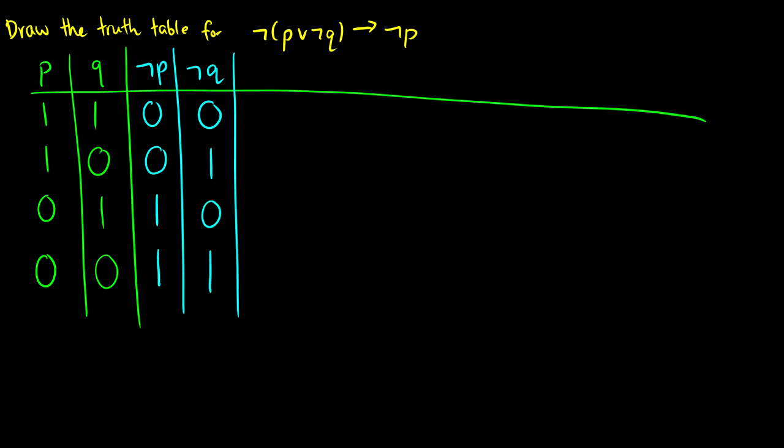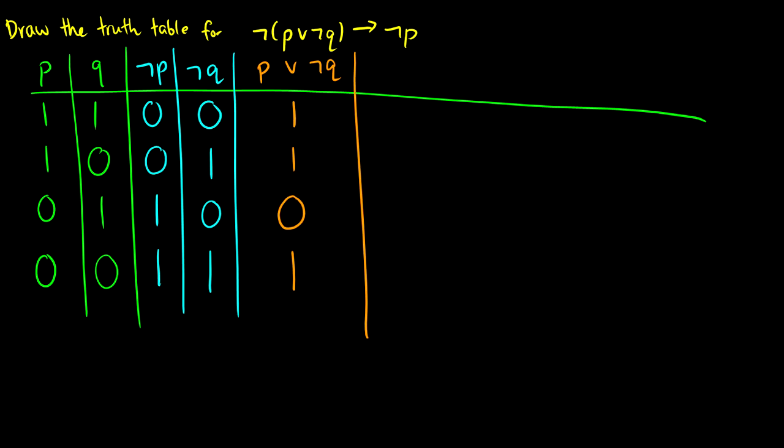Okay, so our first one we're going to do here is P or not Q. So we're going to mix these two together. So P or not Q. Okay, so this is true if either P is true or not Q is true. So here we have P is a 1 in the first one. In the second line, P is a 1. In the third line, P is a 0 and not Q is a 0. So our result is a 0. And in the fourth row, P is 0, but not Q is a 1, therefore the disjunction is a 1. So P or not Q is going to be 1, 1, 0, 1.